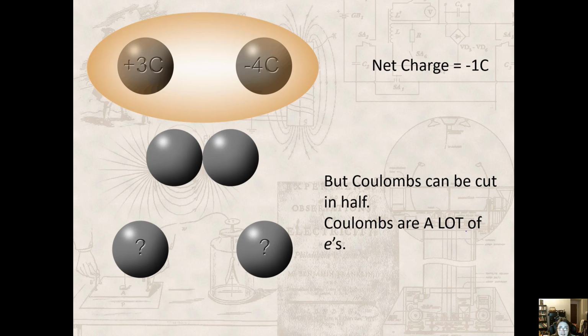However, coulombs can be cut in half. Coulombs are a lot of electrons. A lot. So what you can say is that there's half a coulomb. So here you have 3 coulombs and a -4 coulombs. So it's a net charge of -1 coulombs. So when they touch, it's going to split between the two, and it's going to be -0.5 and -0.5 coulombs. This is okay.